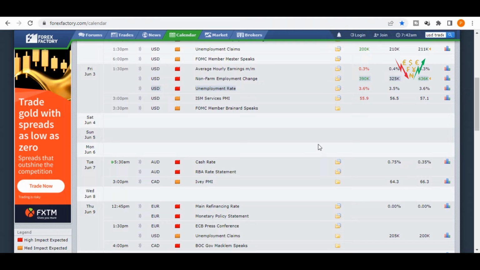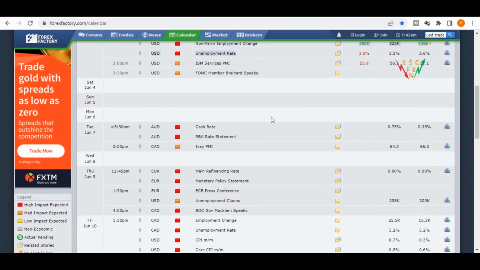The FOMC will be expected to review the interest rates on the 15th of June, so we should be keeping an eye on the Federal Reserve's interest rate review. Aside from that, we have other news on June 7th: the Australian dollar cash rate, the Reserve Bank of Australia rate statement. I think that has to do with the interest rates that were released from the Australian side, and they will be giving a statement on that, with some kind of review.